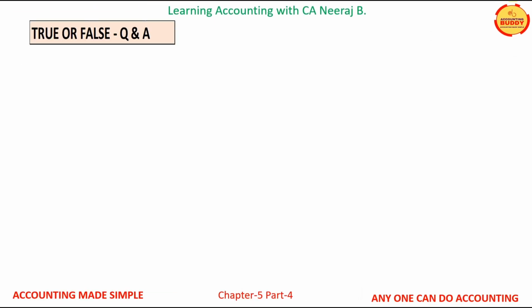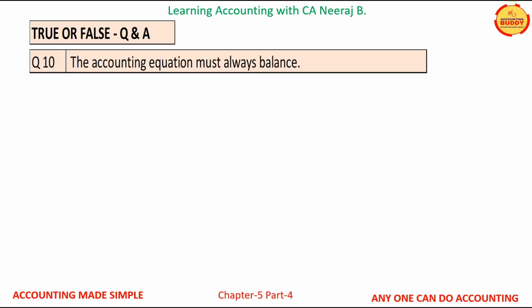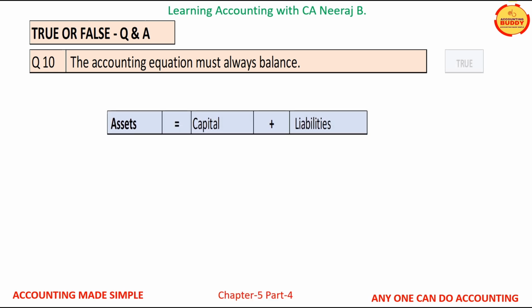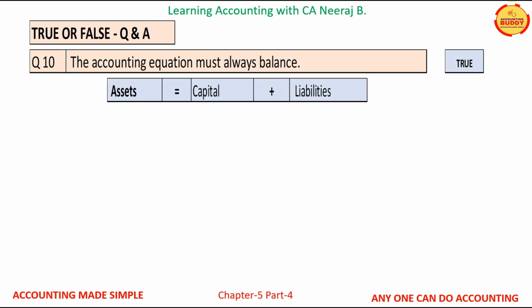Let us now attempt true or false questions and answers. Question number 10 on your screens is the accounting equation must always balance. The answer is true. Assets of the business are always equal to capital plus liability.